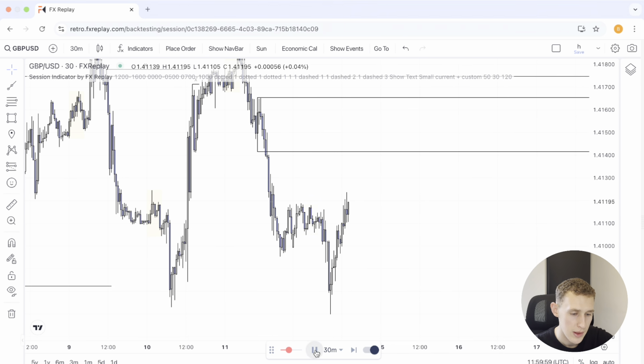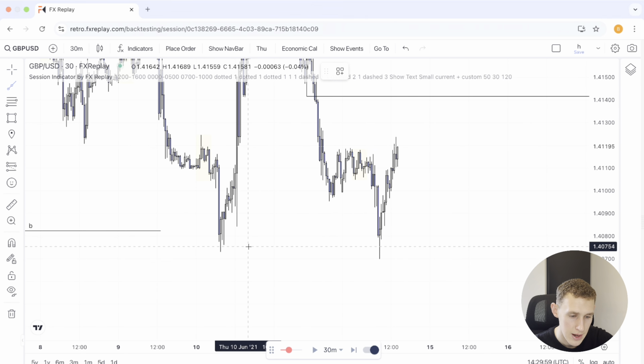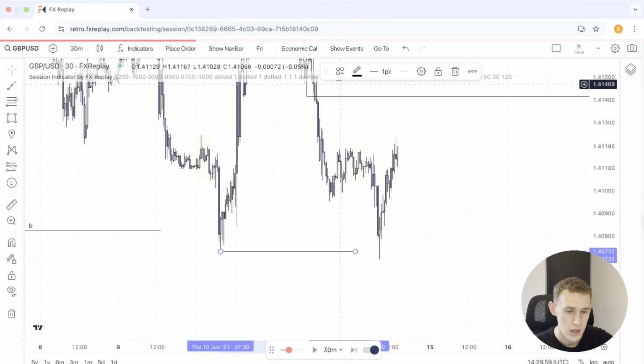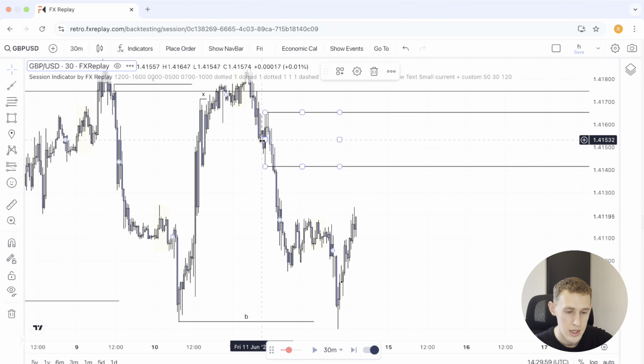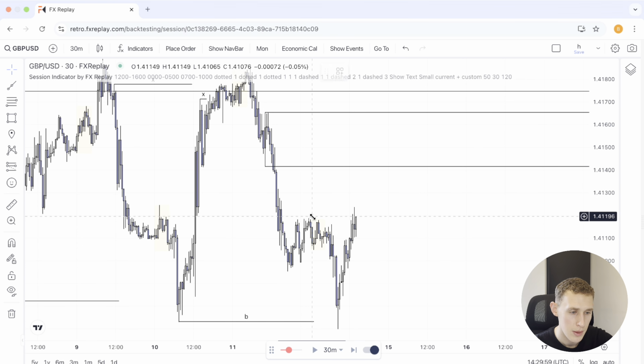We did have another break of that low beforehand, but this area of supply up here is still valid if we can see a pullback into it. So this area right here, it's in a premium. We have this liquidity below it, so it's a perfectly valid level.